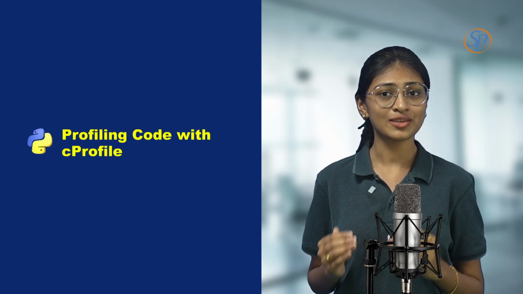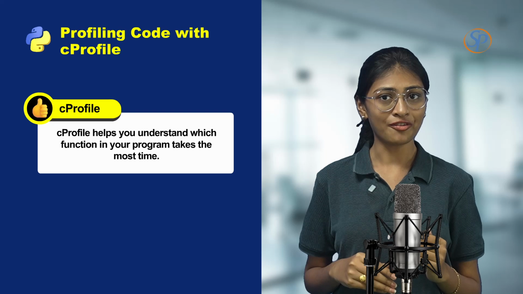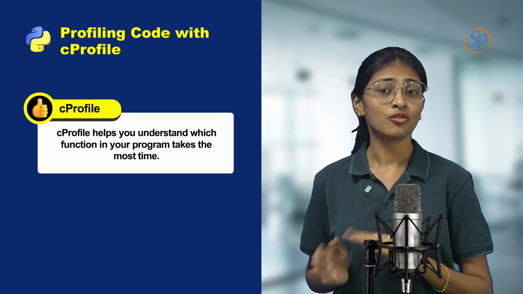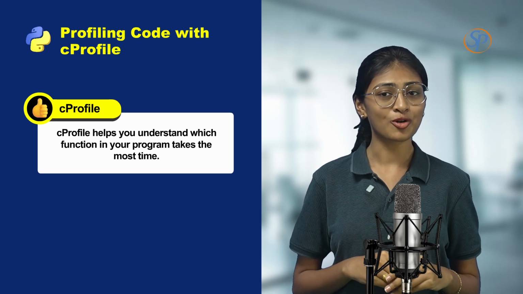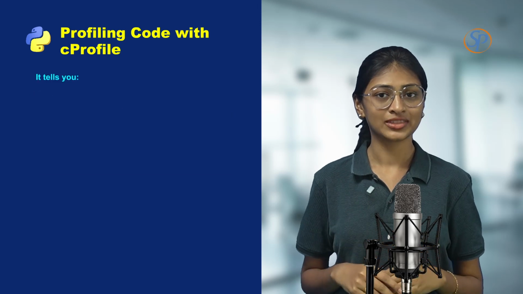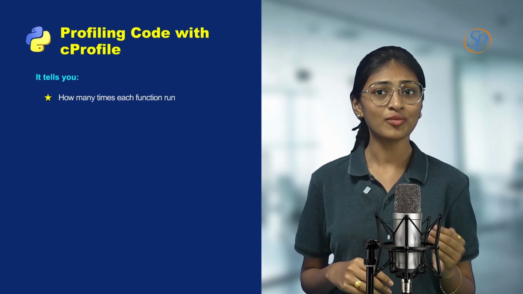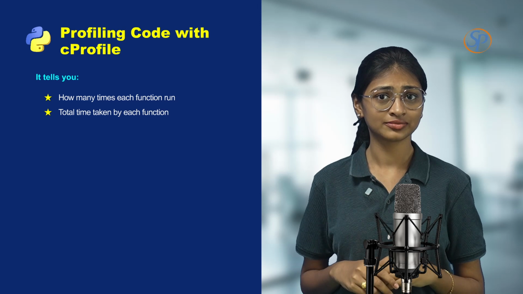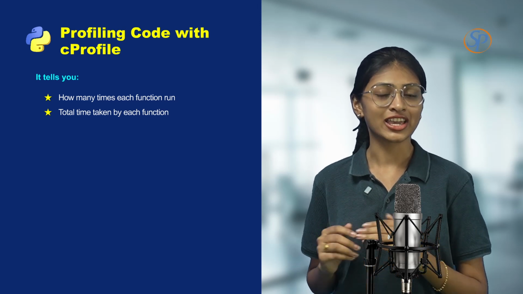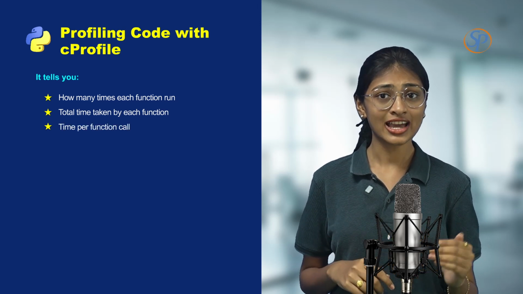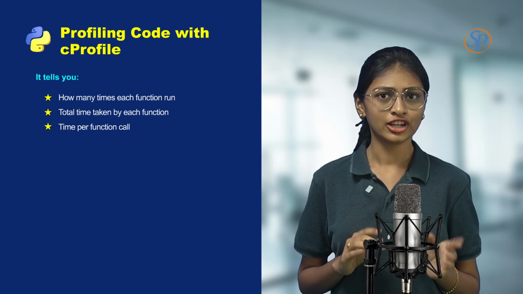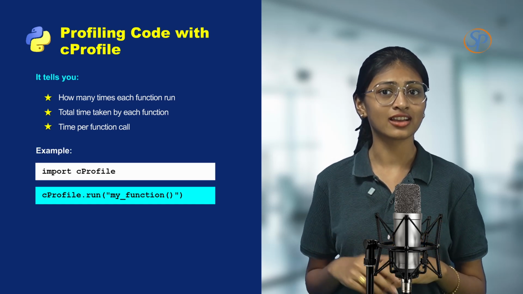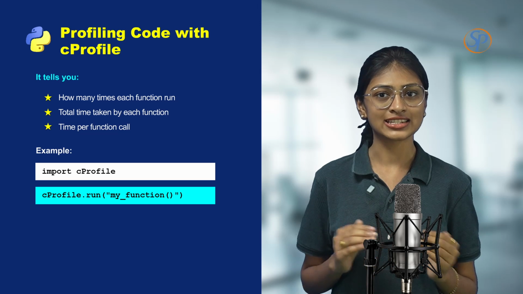Profiling code with cProfile. cProfile helps you understand which function in your program takes the most time. It tells you how many times each function ran, the total time taken by each function, and the time per function call. You can use it for real-world tasks like profiling a pandas data cleaning script, or a large loop.